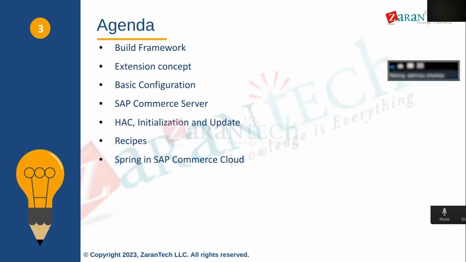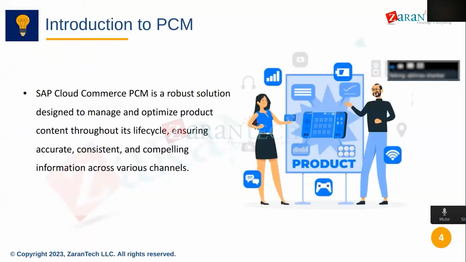And recipes are there, and Spring, Commerce Cloud. The first part is data modeling, where we define the type systems and everything: table names, attributes, and so on. The second is PCM, product content management. Every project has a content catalog and a product catalog. Inside the product catalog, we have to define different attributes for each particular product. Here there is an apparel product and an electronics product, so for that we have to do some data modeling.